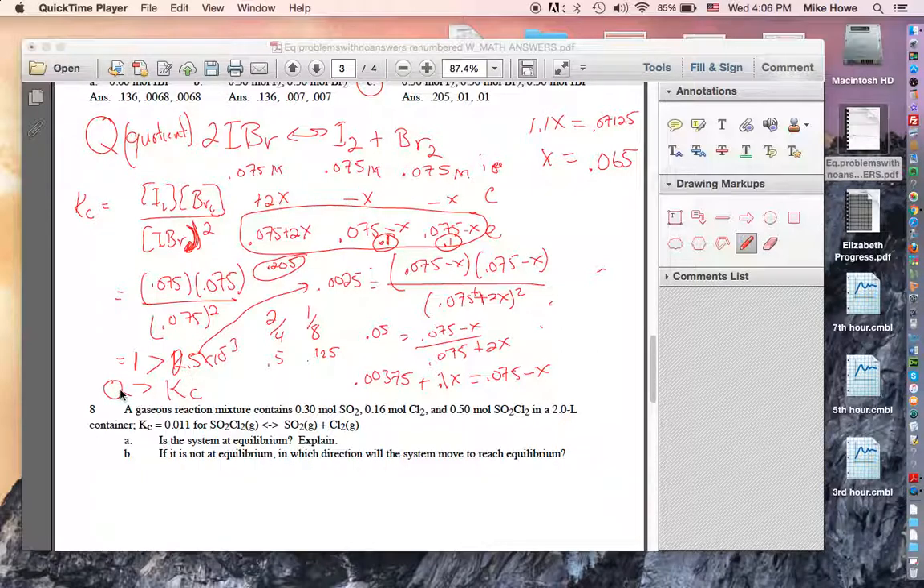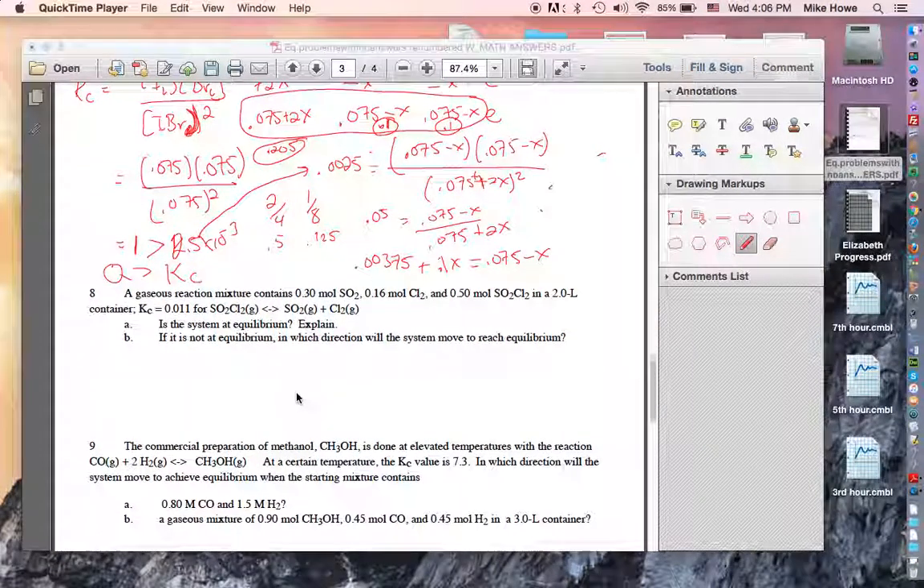Conversely, if Q had been less than the equilibrium constant, then we would have had the opposite happening. We would have needed more of the numerator and less of the denominator, so we would need more products and less reactants, and so the reaction would proceed to the right. That would apply if Q is smaller than Kc.